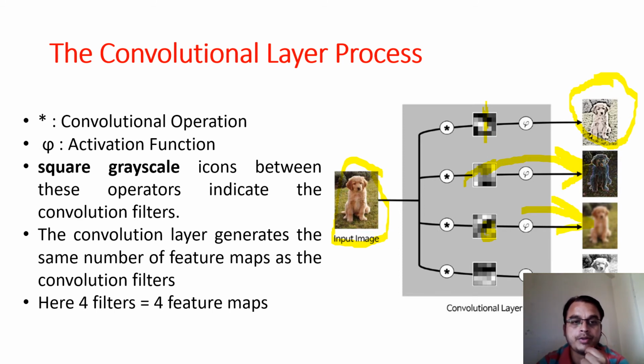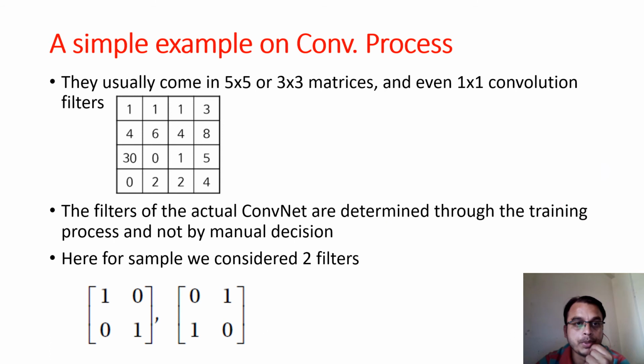So these are the features. We are calling these the feature maps. Okay. Now, a simple convolution example: how we are applying the convolutional filters. In a convolutional neural network, the filters usually come as 5 by 5 or 3 by 3 matrices, even 1 by 1 matrices. So this is the convolutional neural process.